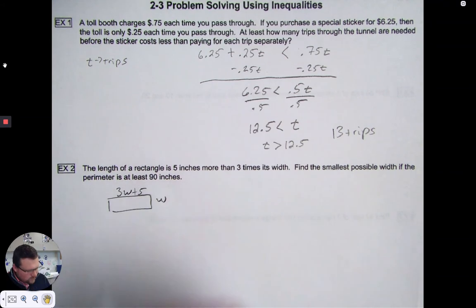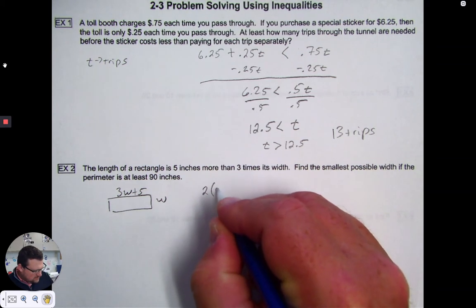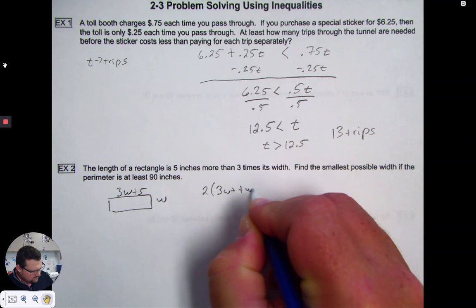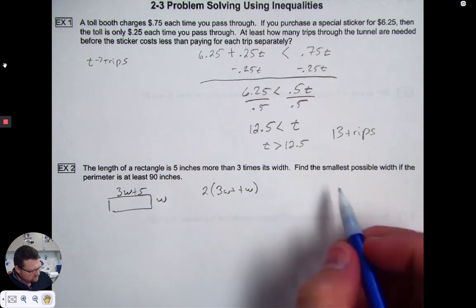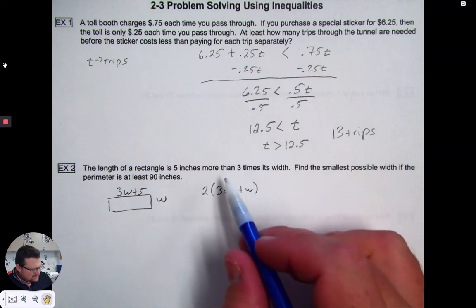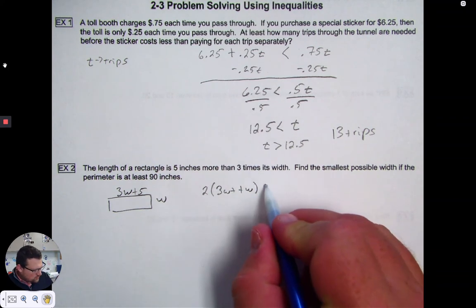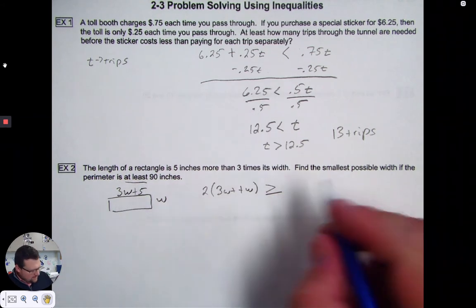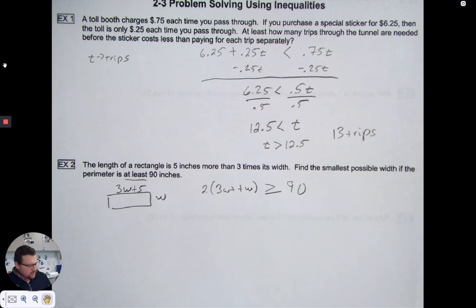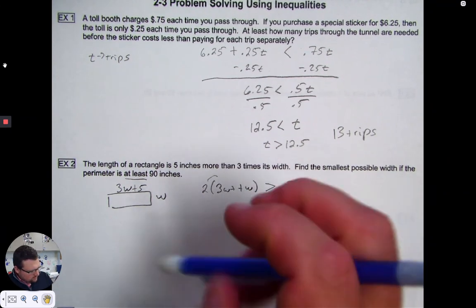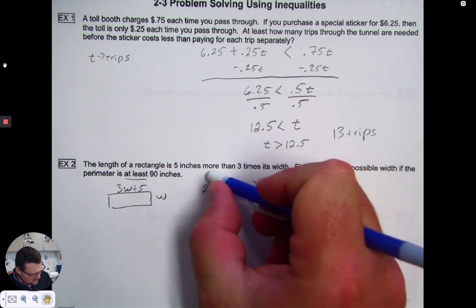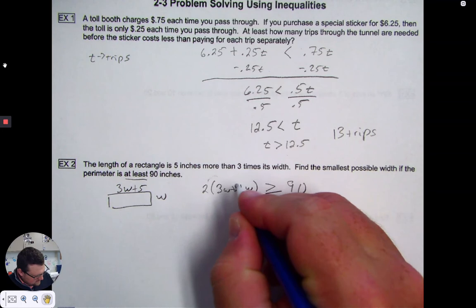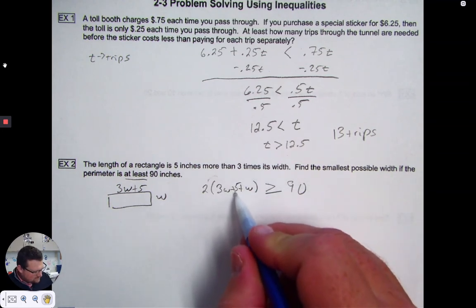times our width. Okay, and then we have to remember that to find our perimeter, right, we're adding up all the sides, or we're just simply doing 2 times 3w plus 5 plus w. Okay, and then it says find the smallest possible width if the perimeter is at least 90 inches. So we want this to be greater than or equal to because of the word at least here, and then our 90 inches. So we can distribute this through, well actually before we even do that, let's just go ahead and add this 5 in, which I forgot to write. So 3w plus 5 plus w.